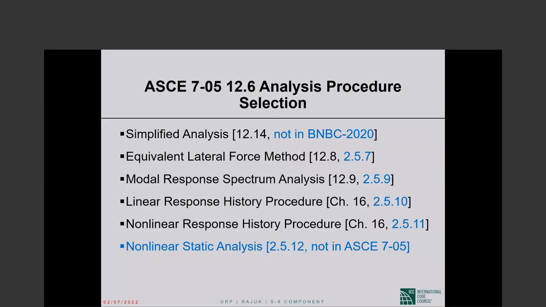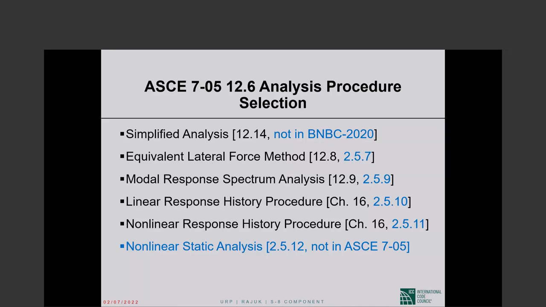Anyway, ASCE 7 has a so-called simplified analysis, which is in a standalone section 12.14. That method, I'm kind of glad BNBC has not included. That simplified analysis, there are a number of restrictions that a structure has to meet before it becomes eligible for simplified analysis, and some of those conditions are pretty onerous, not easy to satisfy. That takes away from the simplicity of the procedure itself.